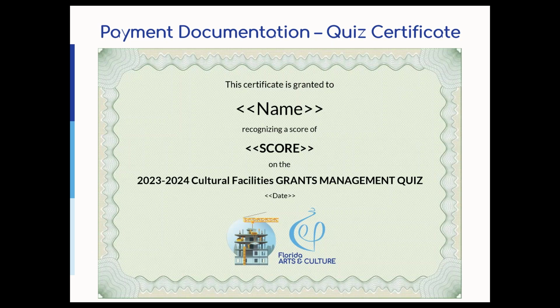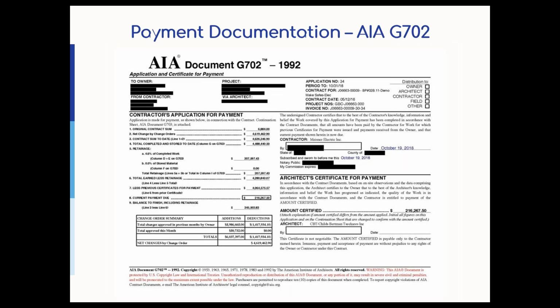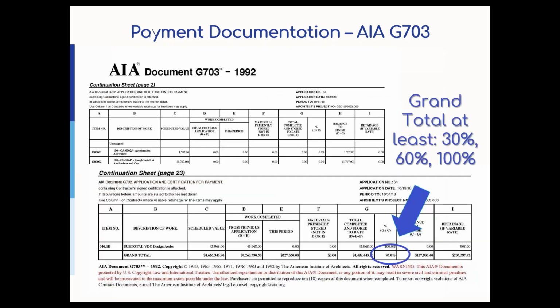So this is what the quiz looks like, the certificate that you will get automatically when you get 100 for passing the quiz. This is what AIA G702 looks like. Basically, it's an invoice that's filled out by the contractor or the architect. The AIA G703 is a listing of costs that have been expended so far.